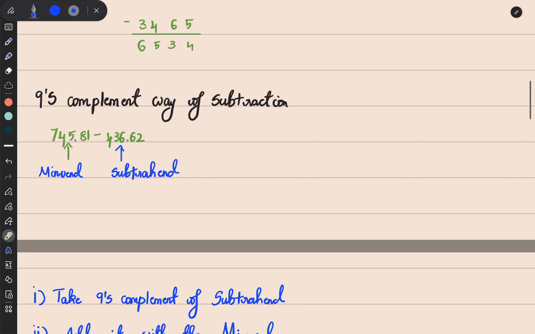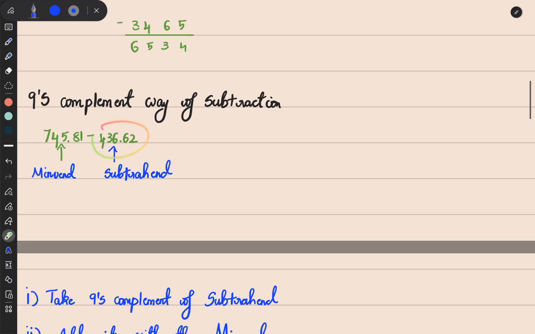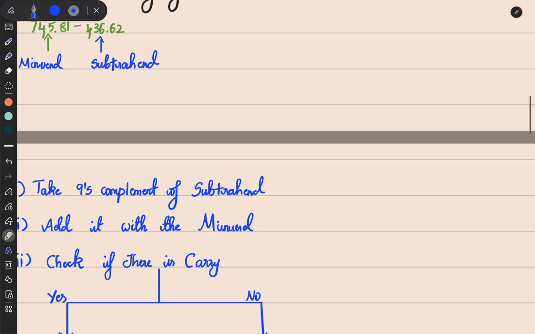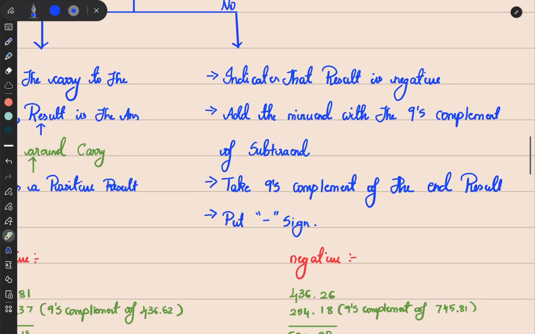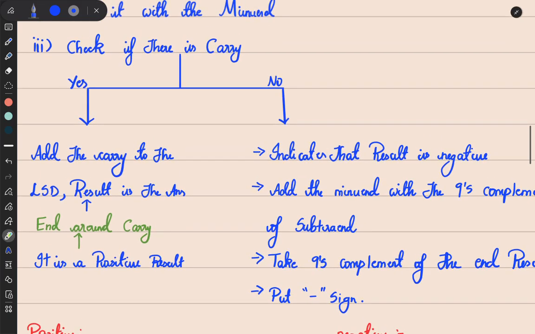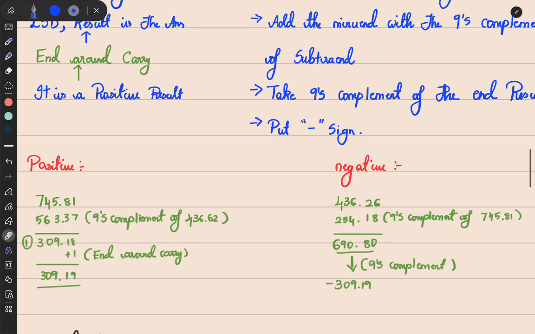Then we add the minuend with the 9's complement of the subtrahend. The same process: we take the 9's complement of the subtrahend and add it with the minuend. As there is no carry, it is a negative number. Now we again take the 9's complement of the result of this addition and put a negative sign.